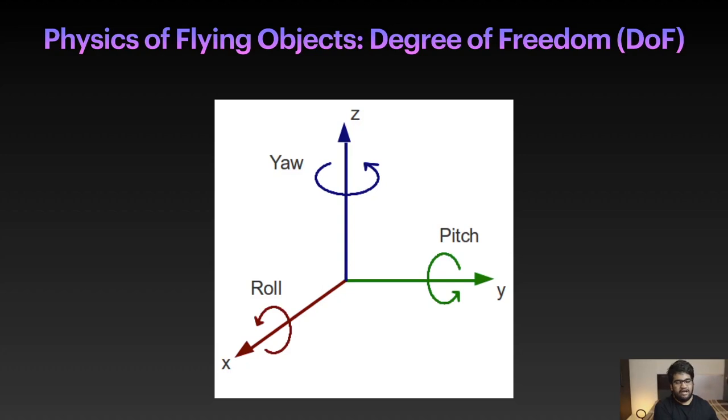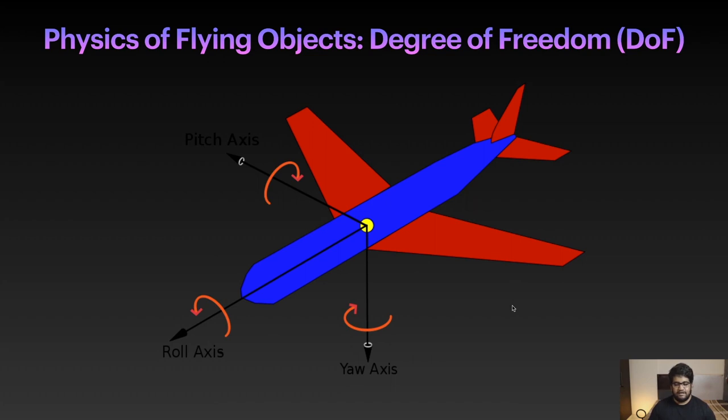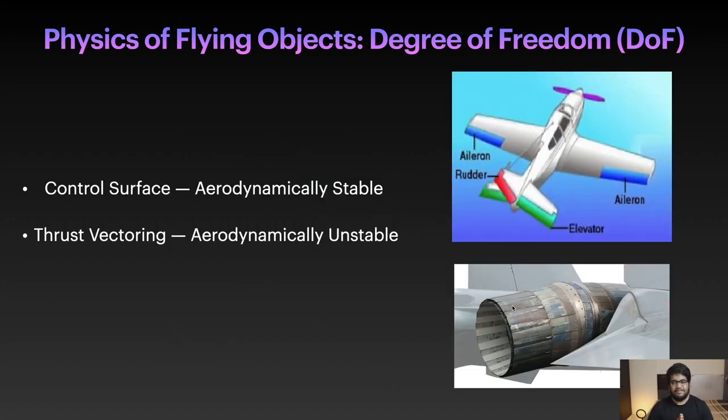Other than this, if you want to control the height, you need to control the thrust produced from the motors. Similarly, in the case of an airplane, you have the roll axis, the pitch axis, and the yaw axis. If you want to control the altitude and the speed, then you need to control the thrusters, the engines producing the energy. So now the question is how these flying bodies, such as drones or airplanes, control this degree of freedom.